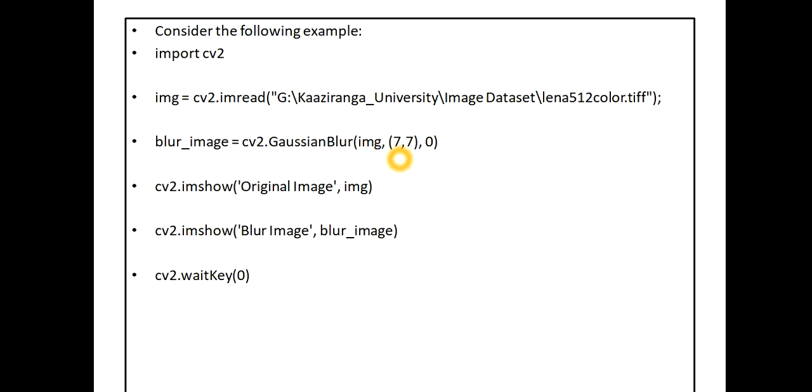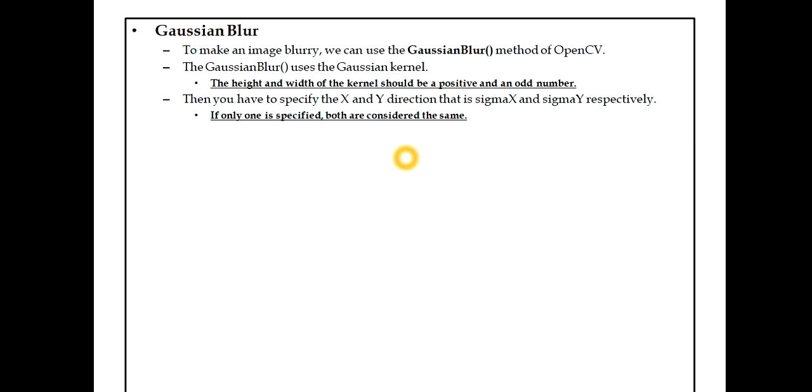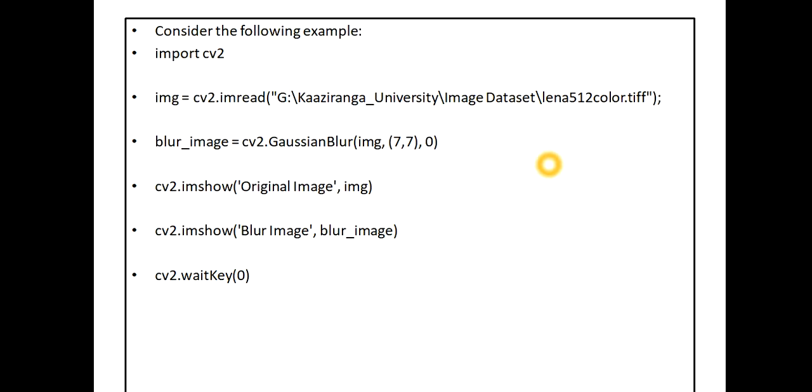Then 77, I have already told you what value I have to give here. That is considering the height and width. Okay, and then the x and y direction, that you have to give. Then that's all. With this single function we can change the image representation and make it blurred. Then just display the original image with cv2.imshow, original image comma image, and then display the blurred image with blurred image comma blur_image. This name is what we have given to the blurred version.